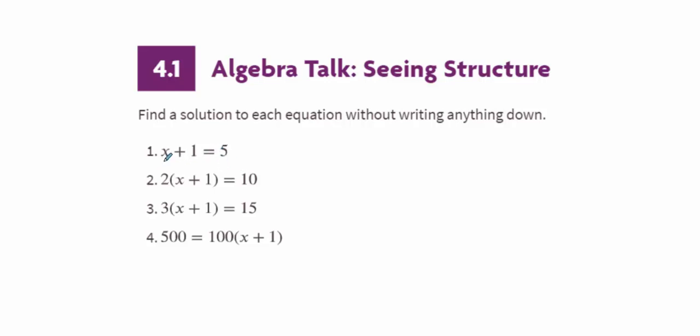So our first one says x plus 1 is equal to 5. So what number plus 1 is equal to 5? Well, I know that is 4. 4 plus 1 is equal to 5. So in this case, x is equal to 4.